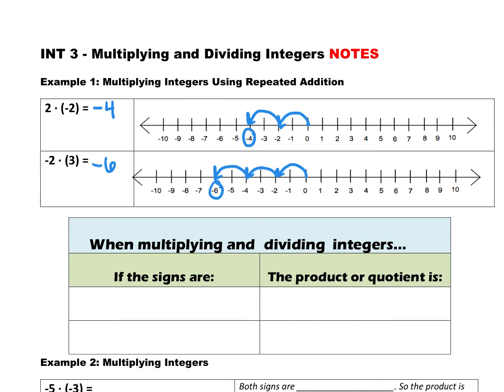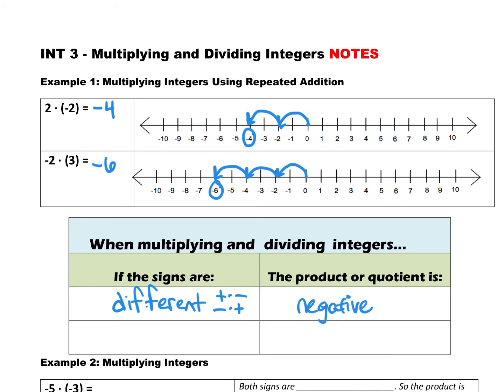So let's fill that in down on this chart. It says if the signs are different, meaning you've got one positive and one negative, so in other words, a positive times a negative, or a negative times a positive, then your product or quotient will be negative.